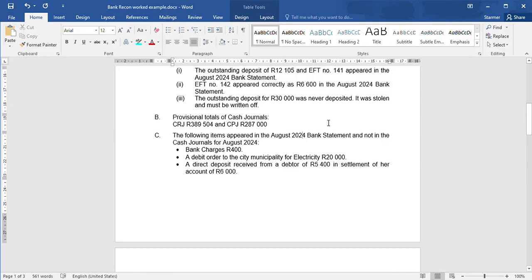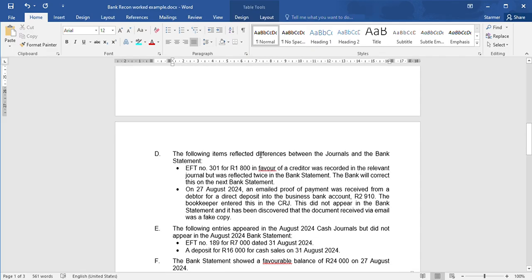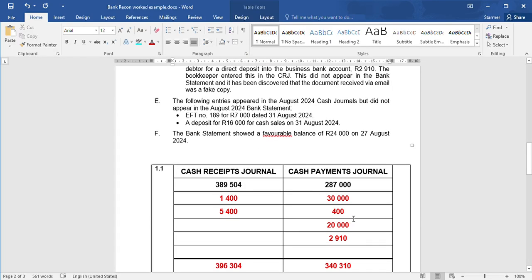Right, then we move on now, and they tell you the following items appeared in the August bank statement and not in the cash journals. If they're in the bank statement and not in the journals, it means we haven't recorded those entries. So the first one is bank charges. The business hasn't recorded it. Bank charges are a payment, so you will record that under your CPJ total.